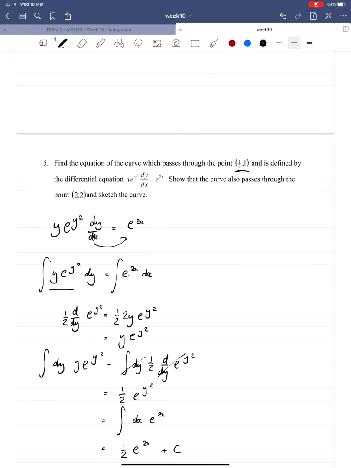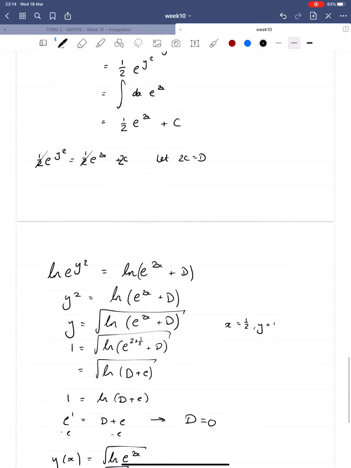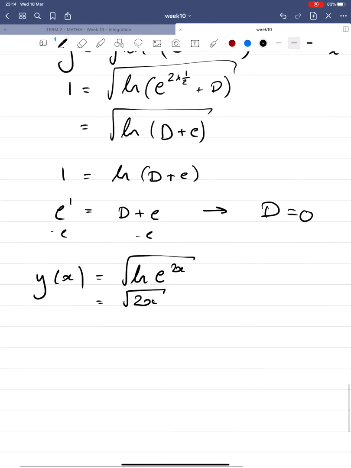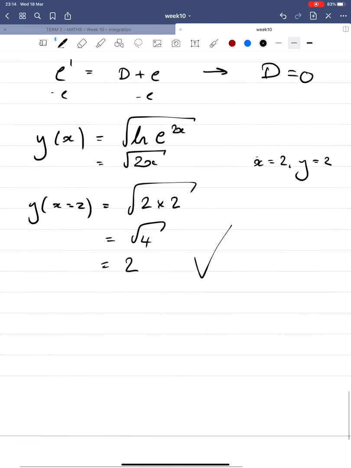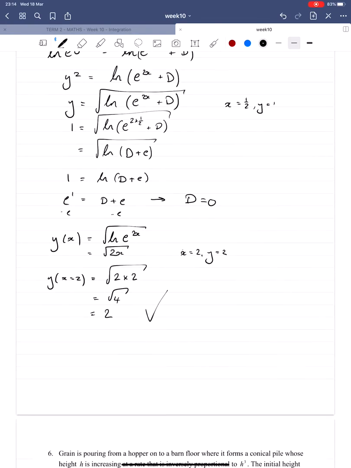And what did it say? Show that the curve also passes through the point 2, 2. So let's check that. We want to have x equal 2, y equal 2. So y of 2 would be the square root of 4, which is 2, which is what we wanted. So that's very good. And then it said to do a sketch.